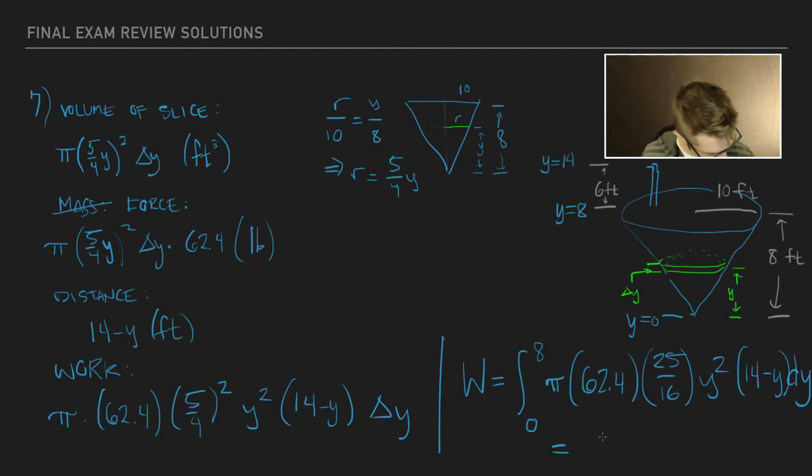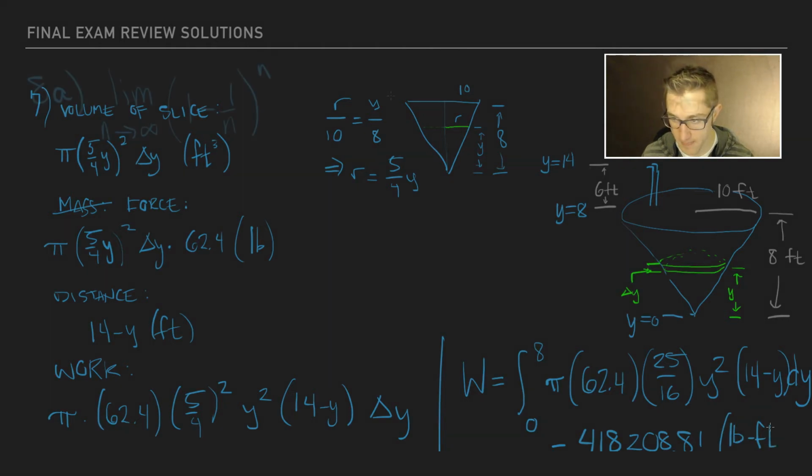What you end up with is 418,208. The answer key says this with an 81 decimal place, but really if we're doing this to correct significant figures, we see that the best we have is really one significant figure. So if you wanted to be really correct, you'd only write this as, for instance, 400,000. But anyways, the units are foot-pounds.